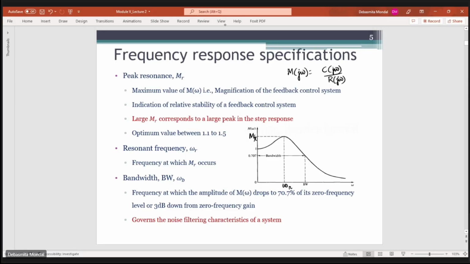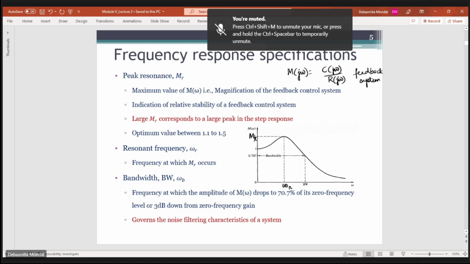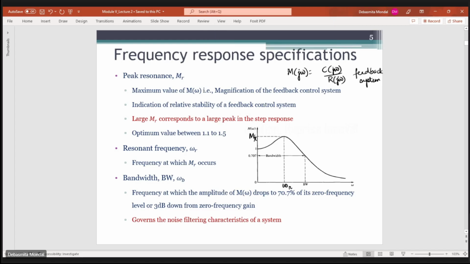We have seen that M(jω) is equal to C(jω) divided by R(jω), and this is for a feedback control system. If you plot the log magnitude plot for this M(ω), then the peak or the maximum value of M(jω), that is known as the peak resonance.